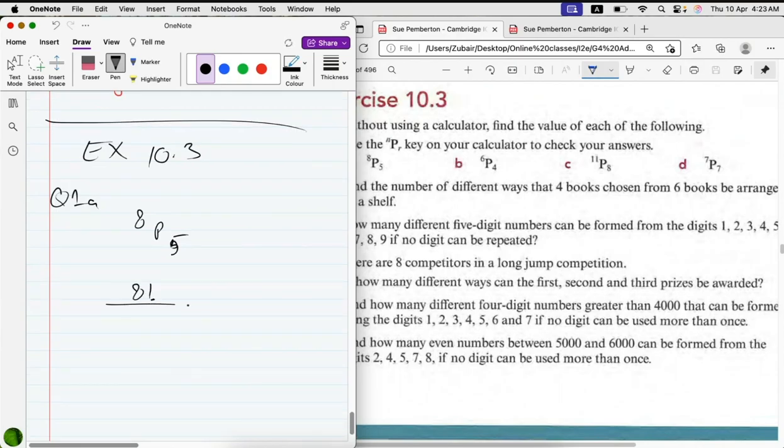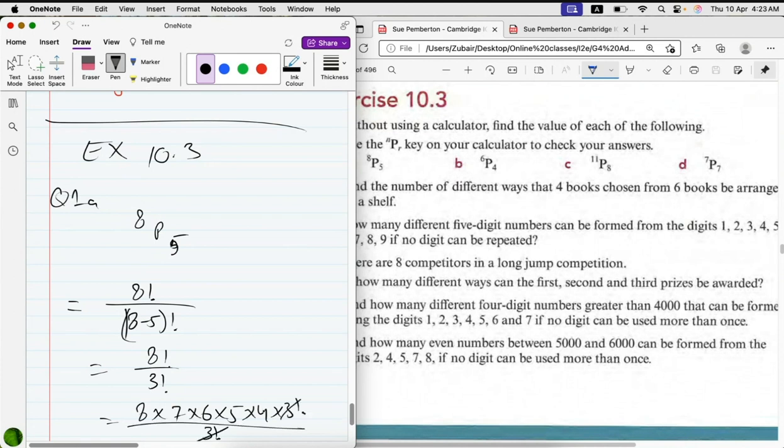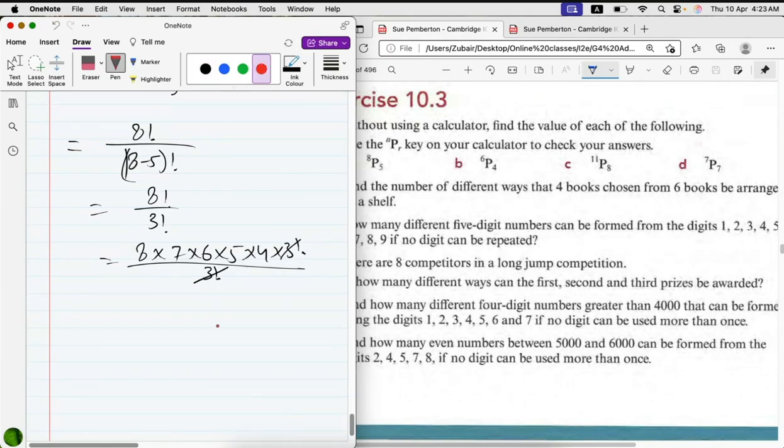That is 8 factorial over (8 minus 5) factorial, which is 3 factorial. So we would know 8, 7, 6, 5, 4 into 3 factorial divided by 3 factorial. This cancels out. So now I know 8 sevens are 56. 56 into 6 is 336. I remember we just did that. So 336 and 5 fours are 20. 336 into 20, that is 3360 into 2.